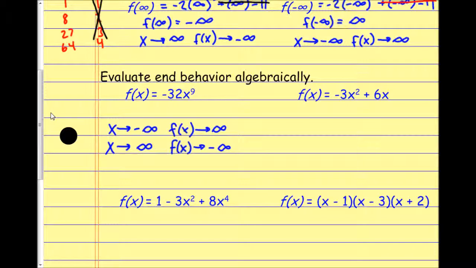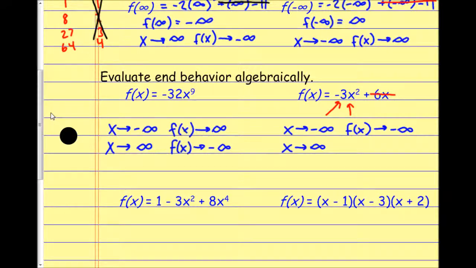In the next one, once again, I ignore everything except the thing that has the highest exponent, so I ignore that 6x, and I just plug it into this first thing. So I evaluate as x goes to negative infinity, then as x goes to positive infinity. If I plug a negative infinity in here, negative infinity squared is a positive infinity, and then times this negative 3 is going to give me a negative infinity.